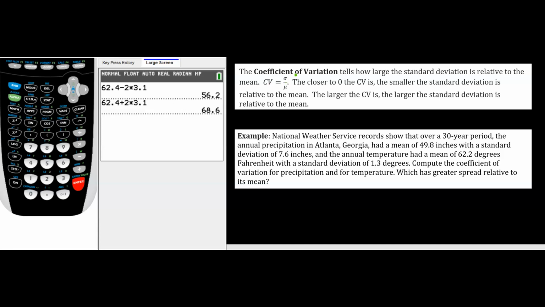So the coefficient of variation is actually a really simple formula. We'll just be taking the standard deviation and dividing by the mean. The closer to 0 the coefficient of variation is, the smaller the standard deviation is relative to the mean, and the larger the coefficient of variation, the larger the standard deviation is relative to the mean.